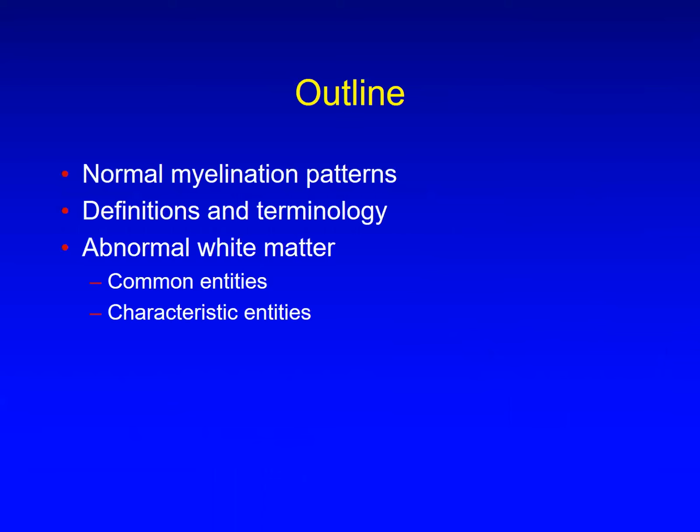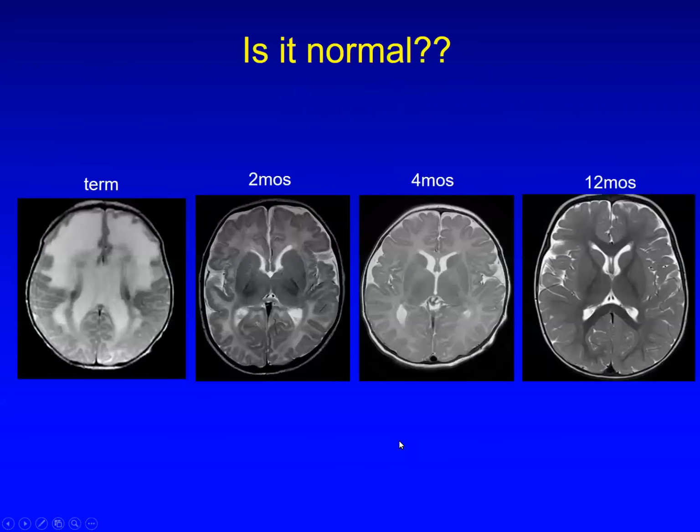Okay, so outline, I'll talk about normal myelination patterns. Obviously, I think it's very important if you're going to tell something that's abnormal, you have to know what normal is, and that's not always easy in the really young kids. Then we'll talk a little bit about definitions and terminology, which can be kind of confusing in this area. And then I want to do a case-based walk through some of white matter abnormalities, and I'll concentrate on either entities that are a little bit more common or characteristic by imaging.